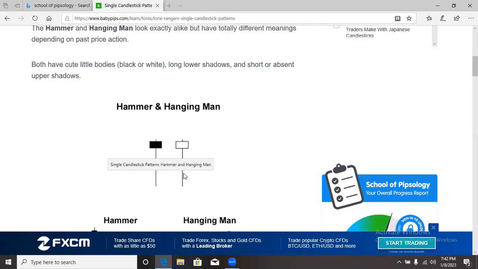This is a hammer and this is a hanging hammer. That's what they call it though. So if you have a better name for it, you can give it. Nobody is saying that that's what it should be called.